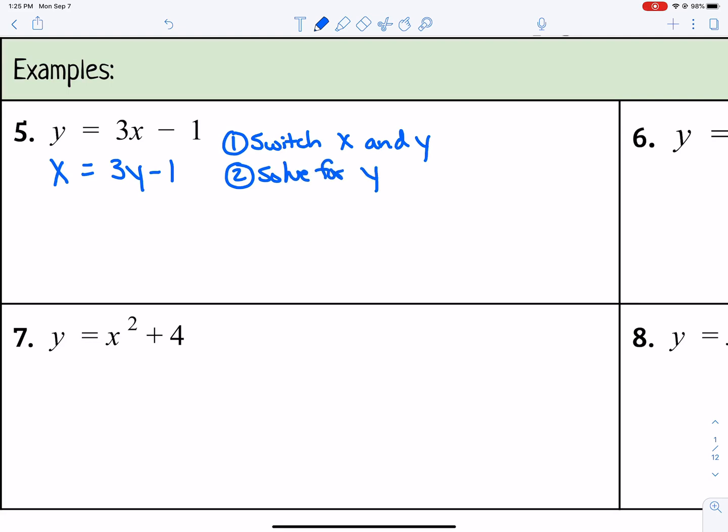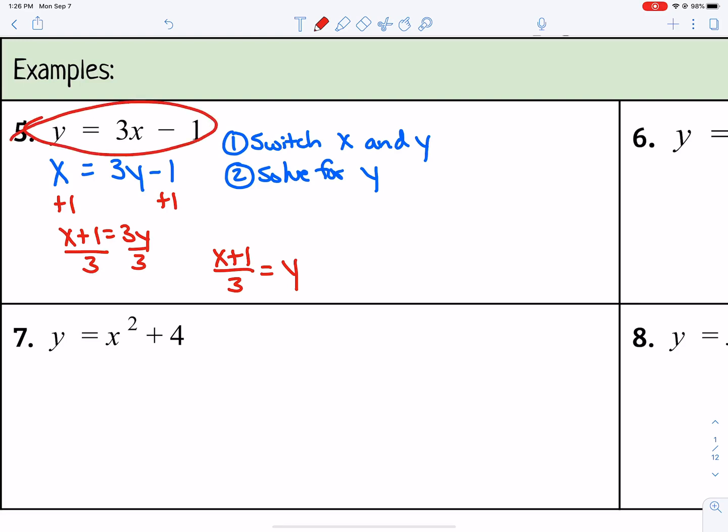All right, so let's solve. So let's add the 1 first. So we get x plus 1 equals 3y. And then we can divide by 3. So we get x plus 1 divided by 3 equals y. But we don't want to say just equals y because that's what the original equation said, and we're not looking at the original equation. We have now found the inverse of it. So put a little -1 on the y just to indicate that now you have the inverse of y.